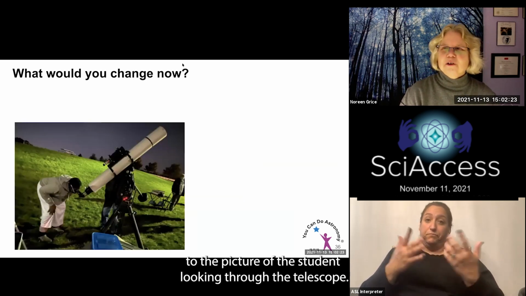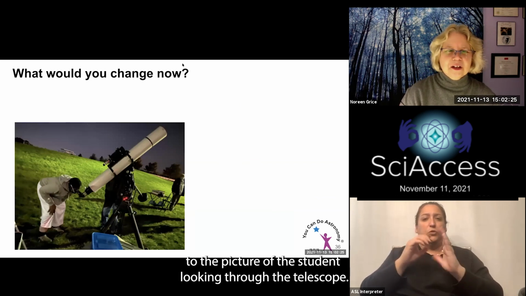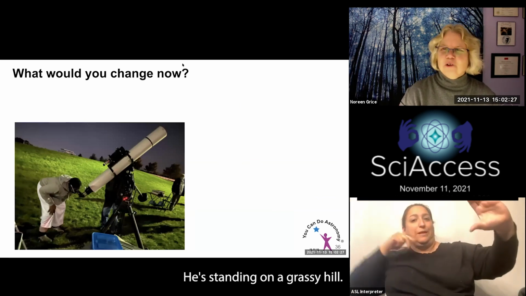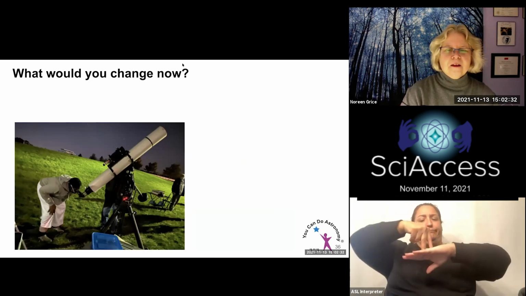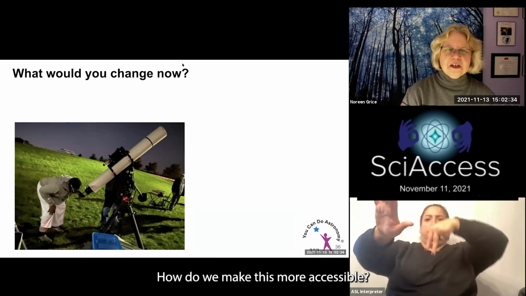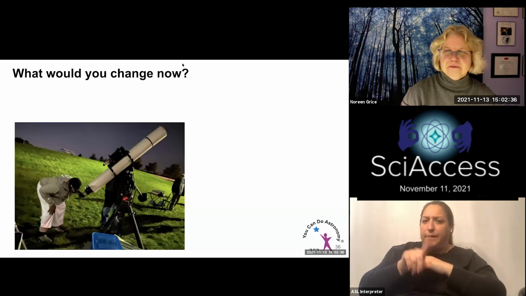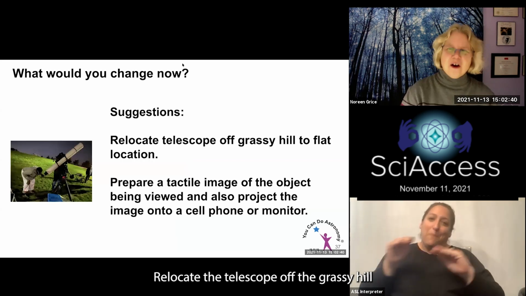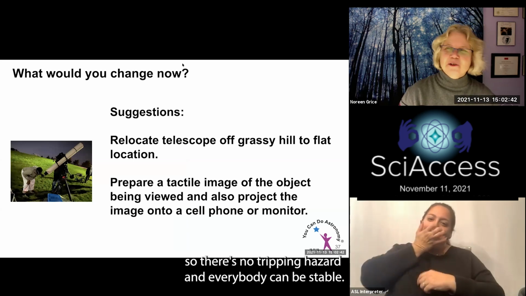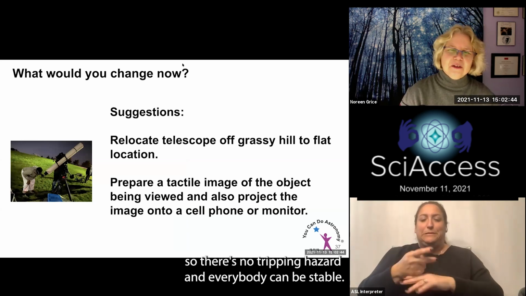Returning to the picture of the student looking through the telescope, he's standing on a grassy hill. So the telescope was located on a grassy hill. How do we make this more accessible? You've probably already thought of this. Relocate the telescope off the grassy hill, so there's no tripping hazard and everybody can be stable.